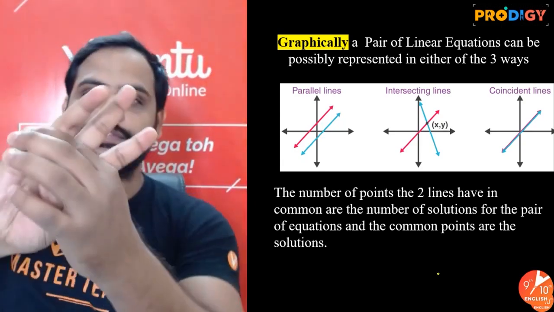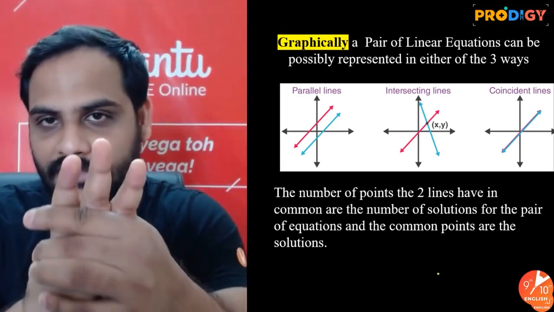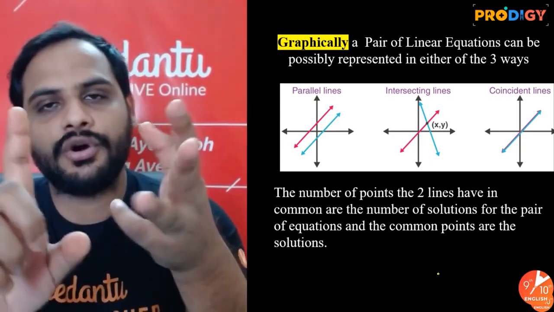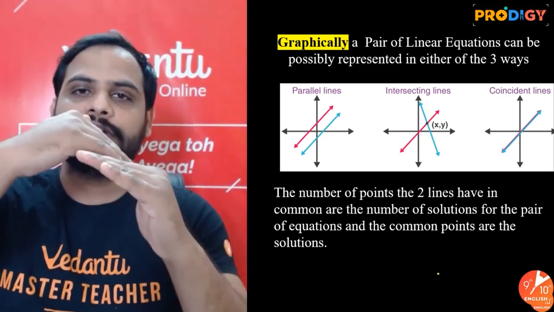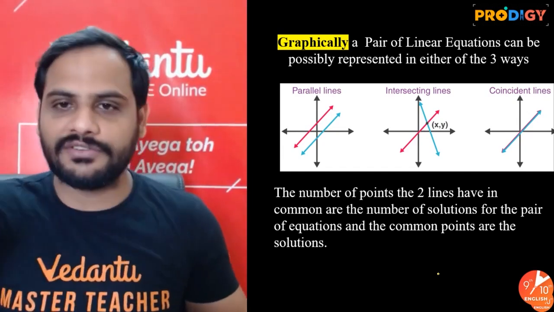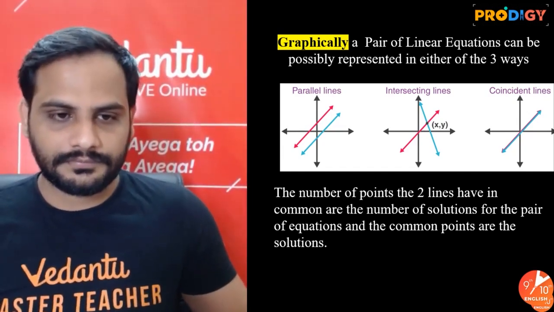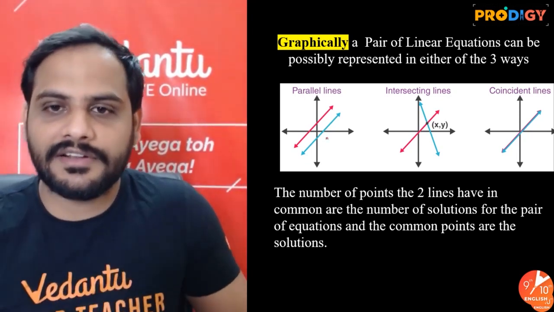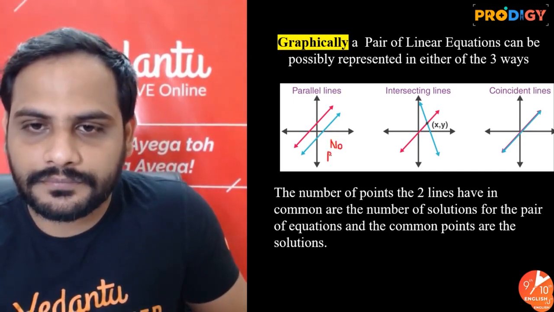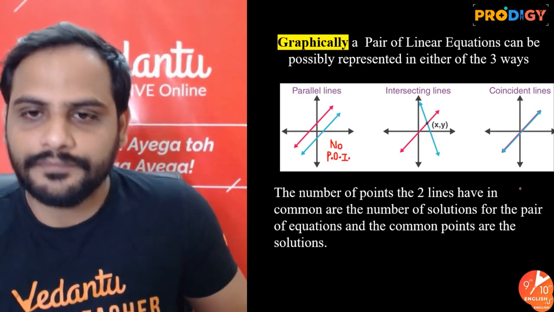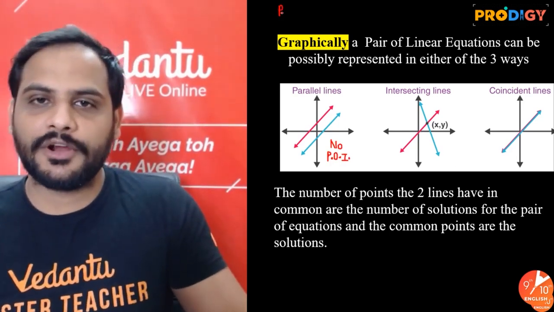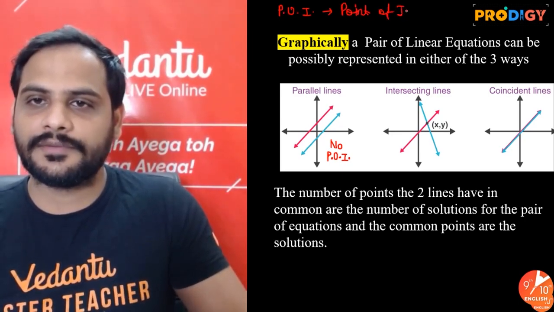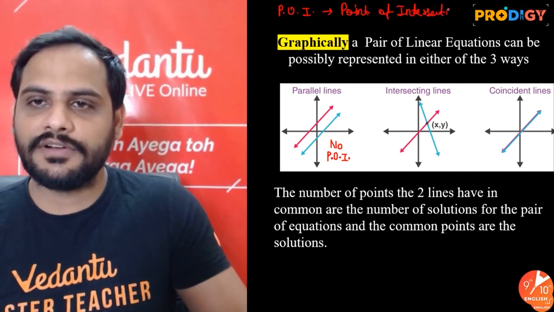Okay, so we got to know there are 3 ways these lines can be represented. This pair of equations can be represented if the lines are intersecting, or parallel, or coincident. Coincident means they are on top of each other. So beta, let's see how many solutions there will be. In case of parallel lines, the lines will never intersect, so there is no point of intersection. POI means point of intersection.